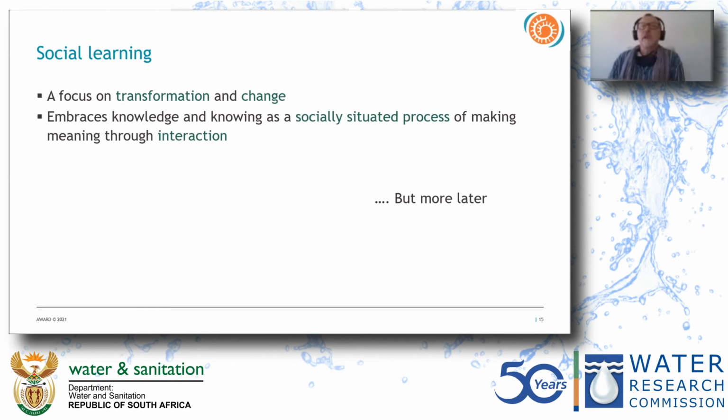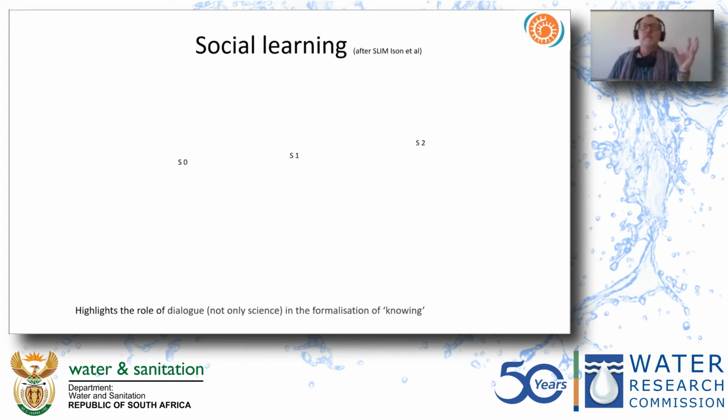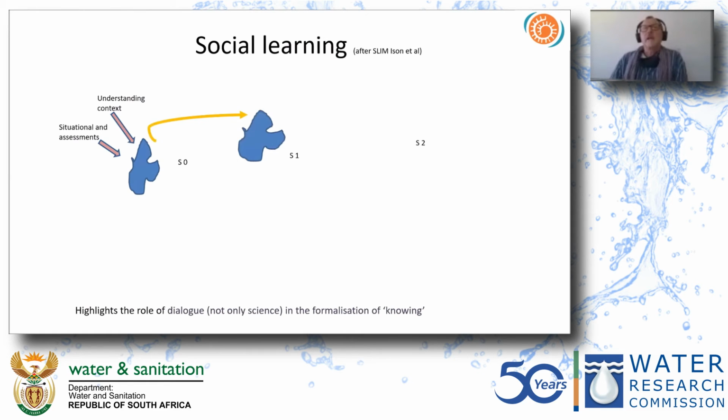Social learning, that's what I said I'd tell you a little bit more about. There is a distinct focus on change and transformation. It's not learning about a static system, it's focusing on how you change systems. And it embraces knowledge as a socially situated process of making meaning. And largely that is done in a social setup. So it always starts out with understanding context so that you're addressing a real problem through various situation assessments, designing and plotting a path forward into the future, working towards it, evaluating that, and continuing as you go in an open-ended manner. What that leads to is, hopefully in the end, transformation.